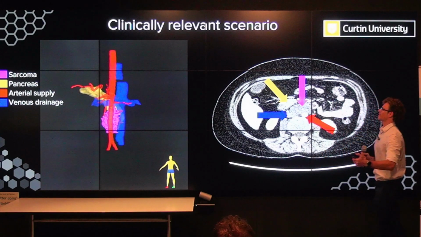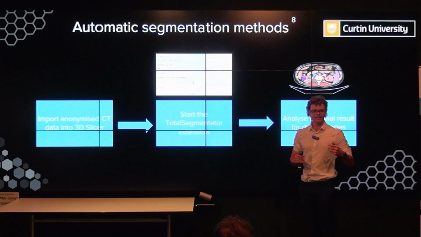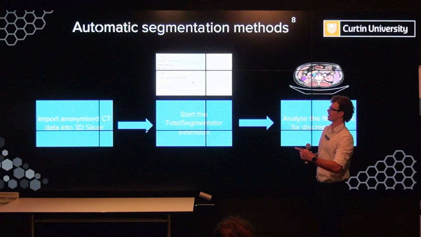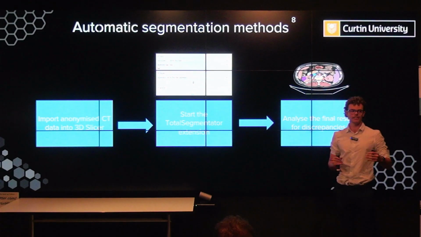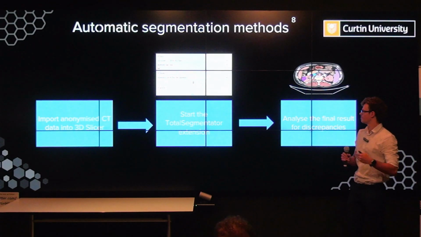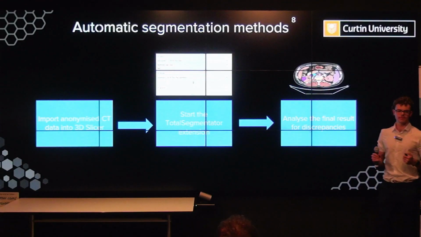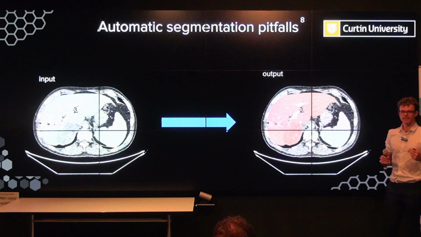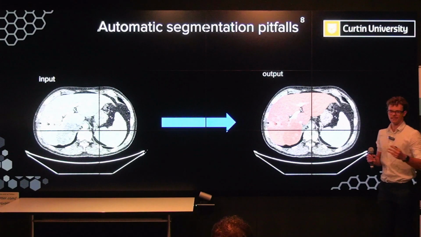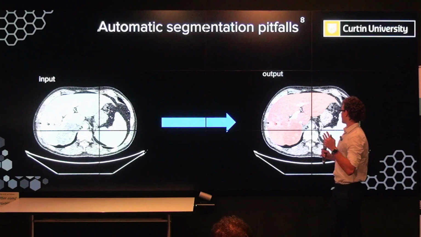So for OP, we try to do it automatically. We imported OP's anonymized data, AS's anonymized data into 3D Slicer. We use the TotalSegmentator extension, which utilizes an AI that knows over 100 pieces of anatomy. And then we analyze the final products for discrepancies. So it knows over 100 pieces of anatomy. Considering there's 206 bones in the body, that's not really a lot. But it did a pretty good job.